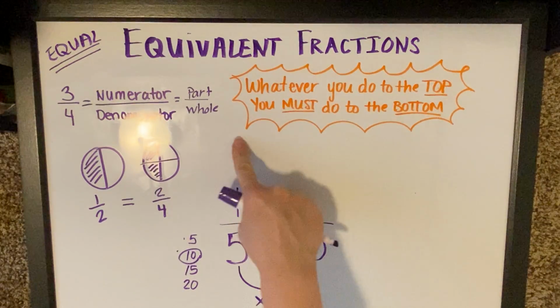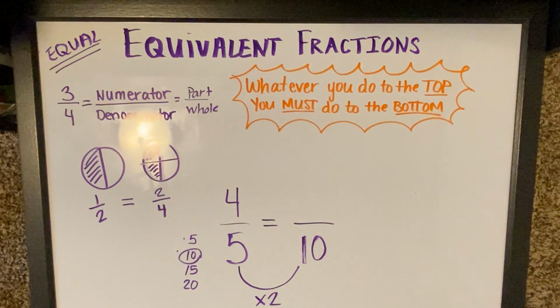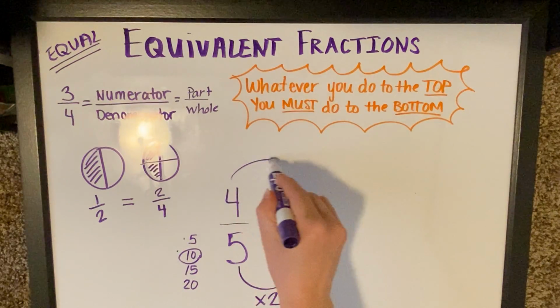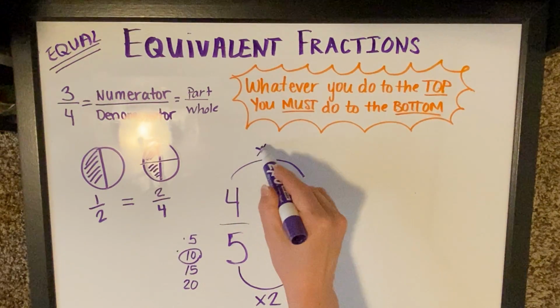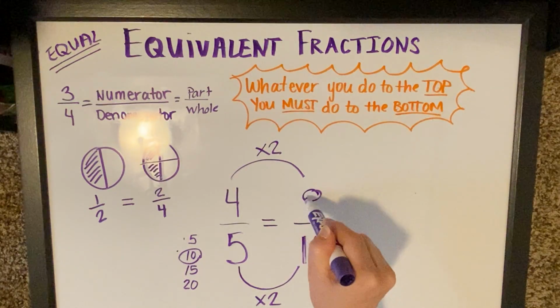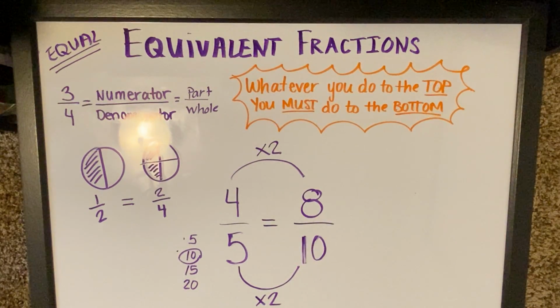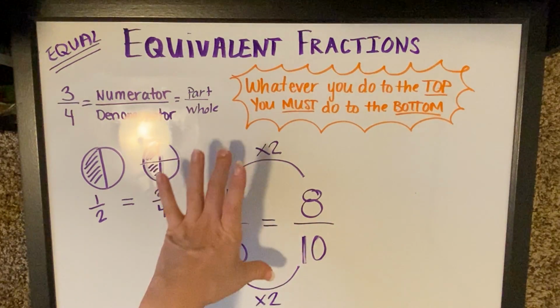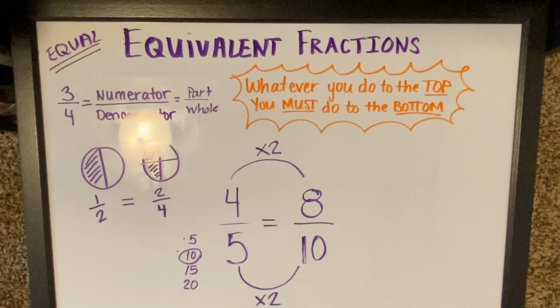If you look at my most important remembering up here in orange, whatever you do to the top, you must do to the bottom. So I multiplied the bottom by 2. That means I need to multiply the top by 2. If I do 4 times 2, I end up with 8/10. So that I know 4/5 is equal to 8/10. I have multiplied the top and the bottom, my numerator and denominator, by the same amount.